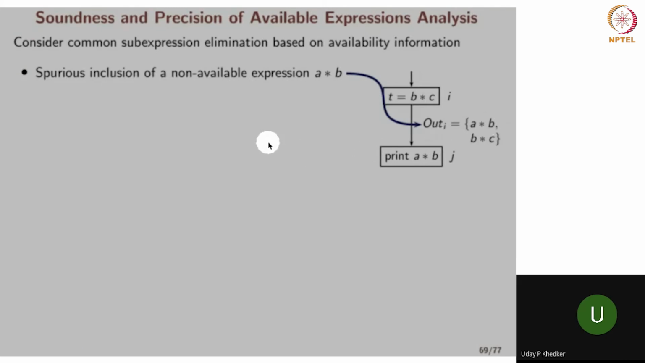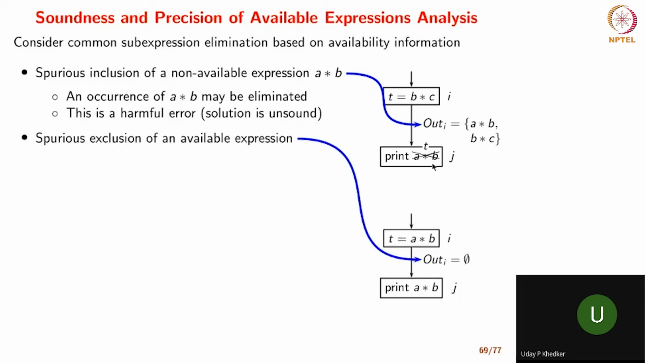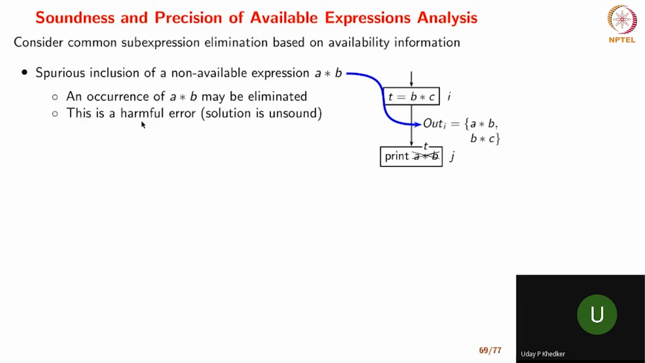What could happen because of this? Because of this, an occurrence of A star B may be eliminated, which is wrong. Actually, I should not be showing T here because this T is for B star C. But A star B may be eliminated, which is wrong. This is an example of a harmful error. So spurious inclusion of a non-available expression is harmful. Recall that spurious inclusion of a live variable was harmless.